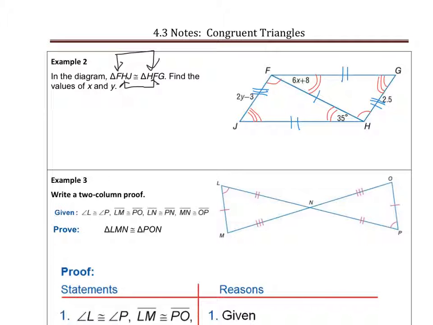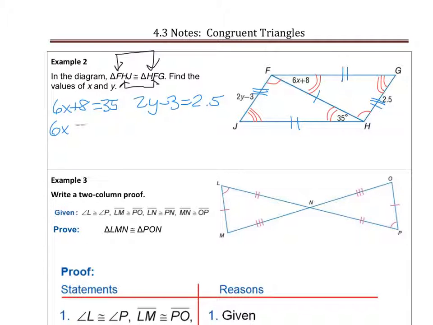Now let's find values of x and y. So we've got an angle here, 6x plus 8 is going to equal 35 degrees. So that gives you a nice equation to solve for x. And we also have two segments. 2y minus 3 is going to equal 2 5/10. So pretty simple algebraic equations.